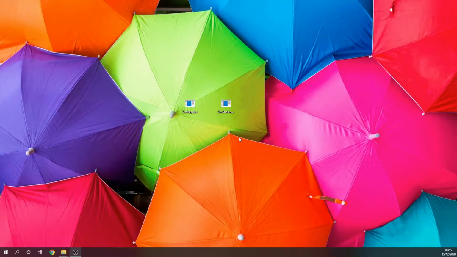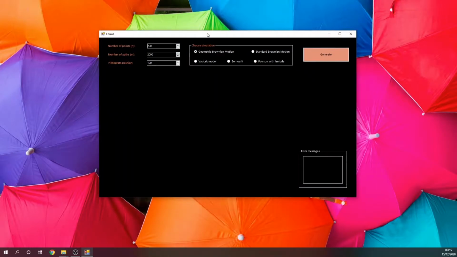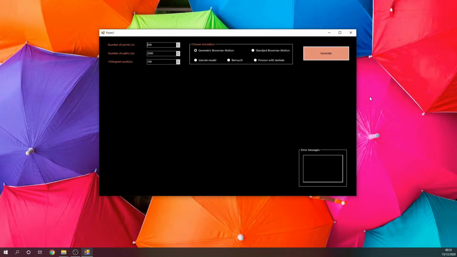Okay, so this is the explanation of the simulation station. Let's open it. This is the interface, and in this part we have the number of points, number of paths, and the histogram position we can choose. In this box we have 5 different models which we can simulate, and a button to generate them.